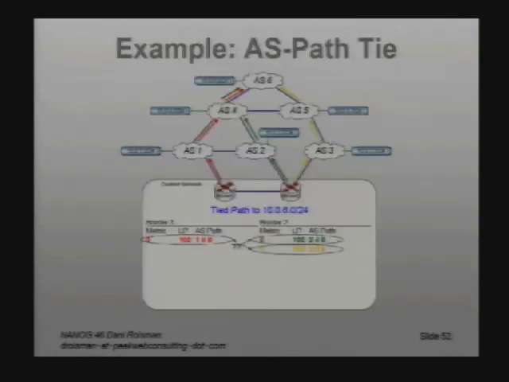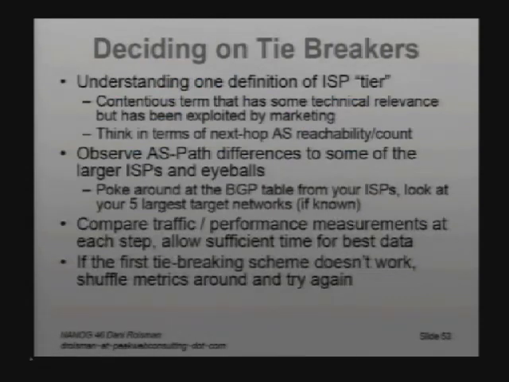Well, how are we going to decide which route gets selected? So first of all, we need to understand the definition of when I say the word ISP tier. The ISP tier is unfortunately a contentious term. It used to have technical relevance, and now it's been exploited by marketing. Oh, I'm a tier 1, I'm a tier 2. There's even a guy out there called tier 0. So really think in terms of next hop AS reachability.